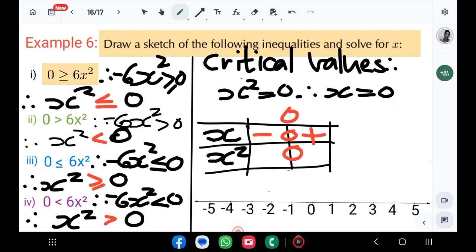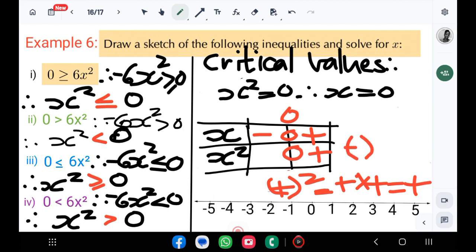Now, with x squared, on the other hand, it's positive squared to the right of 0. Positive squared is positive times positive, which is positive. So to the right of 0, that is positive. And to the left of 0, same scenario: negative all squared is negative times negative, which is equal to positive. So this is positive all throughout.